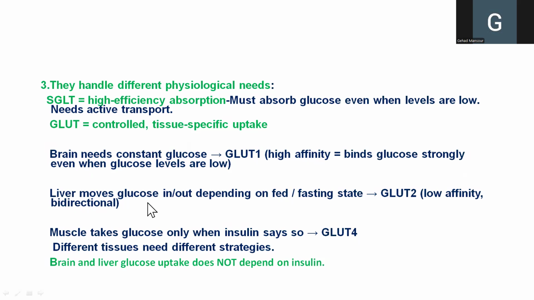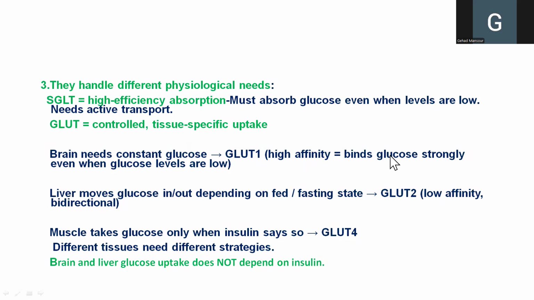In case of the liver, the liver needs glucose, of course, but the liver has another important function, which is to move glucose in and out depending on the fed and fasting state. If you are fasting, then the liver will convert glycogen into glucose and glucose will reach out of the cells. If you're fed, then the liver will take glucose from the blood and store it inside its liver cells. So it needs a transporter that has a low affinity, opposite to that of the brain. In the brain, we need a high affinity, like a magnet, to attract the glucose molecules, even if they are very low in the blood. The brain doesn't matter.